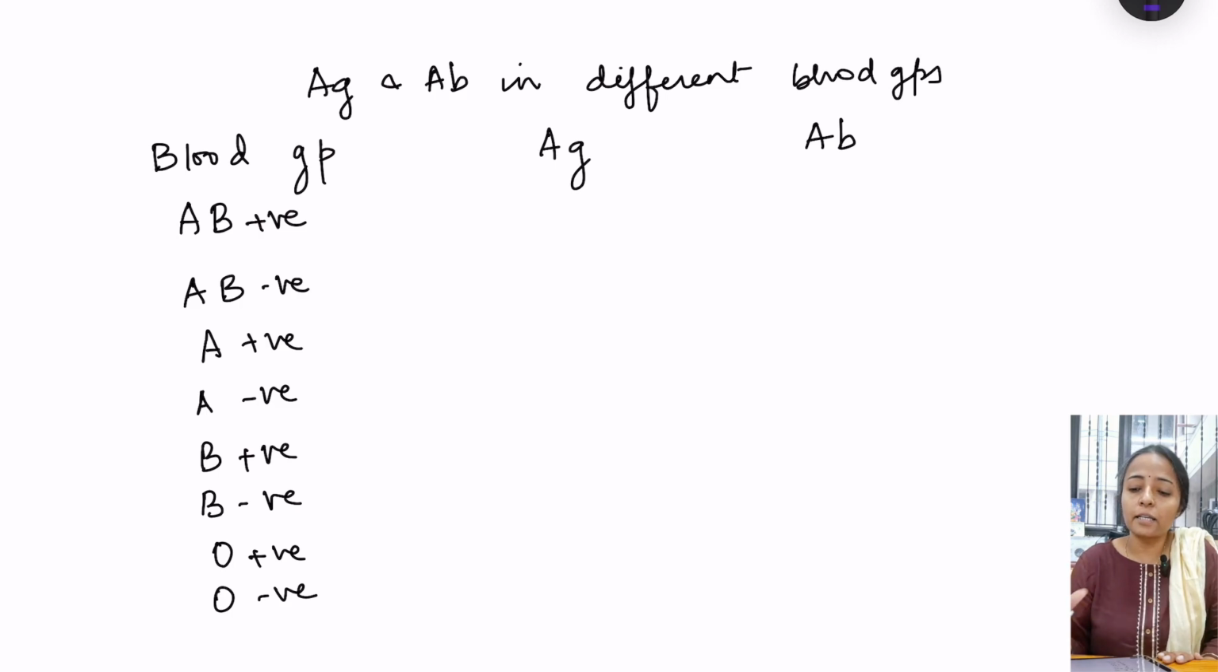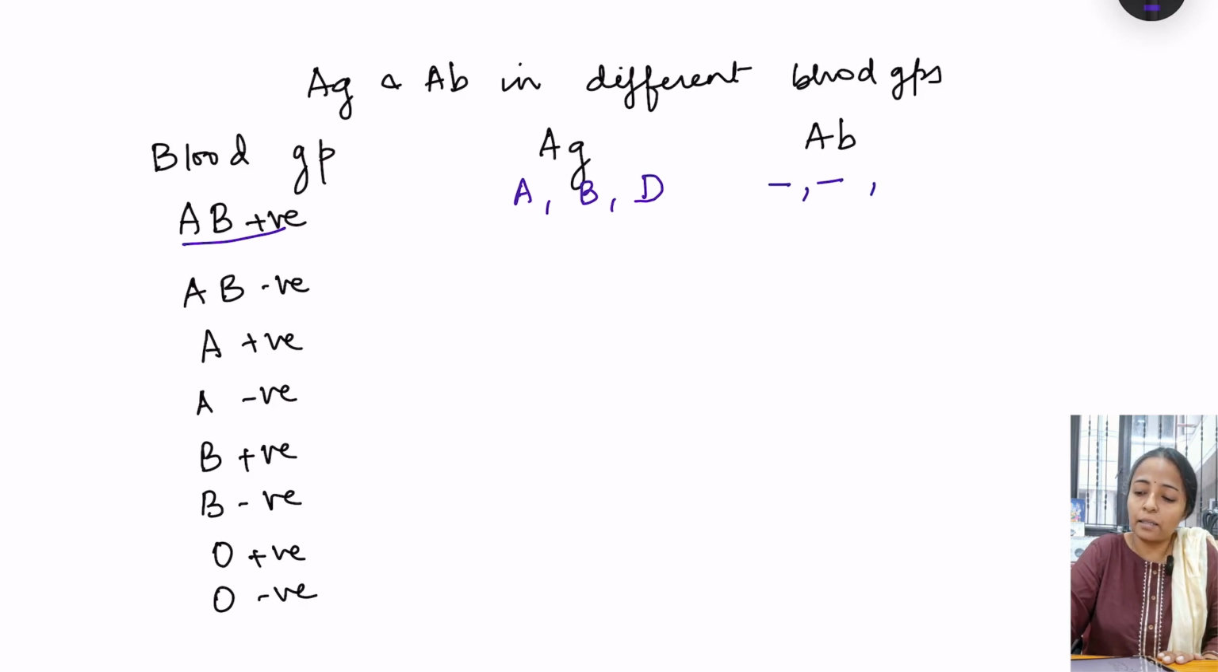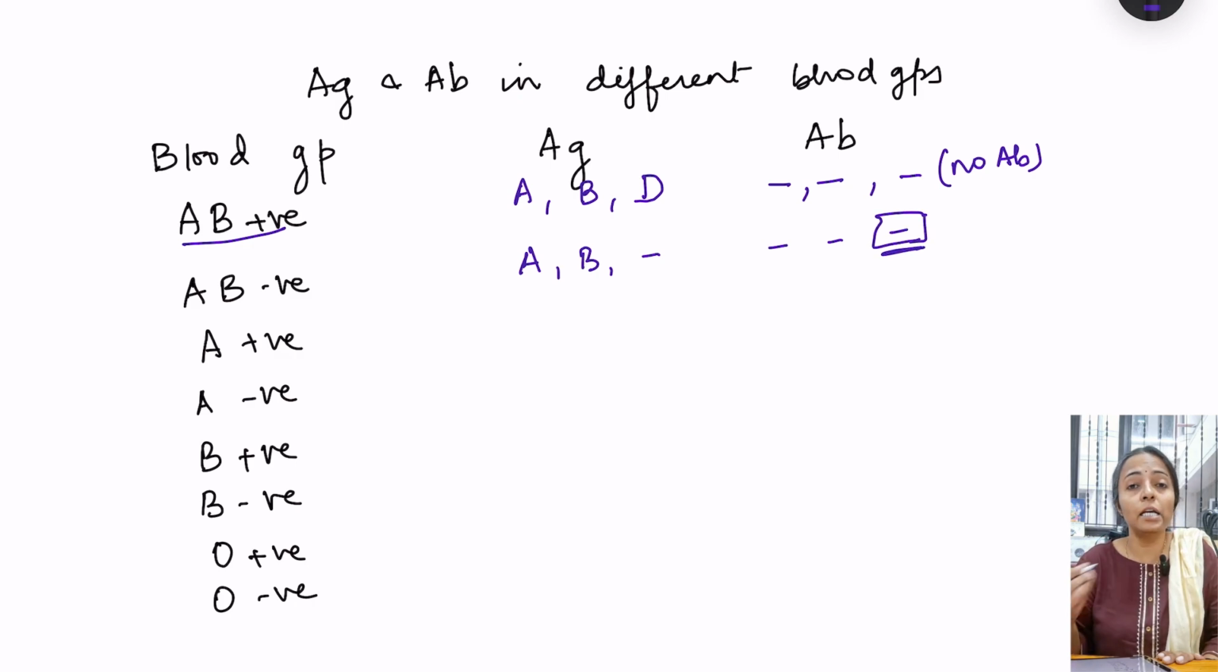So what are the different antigens and antibodies which are present in different blood groups? Suppose the blood group is AB positive, then the antigens will be A, right? B, and for positive, that is the Rh antigen, the antigen will be D, right? What will be the antibodies? No A antibody, antibody B also absent, and antibody D also absent, so no antibodies. Fine. AB negative: A, B, and no D antigen. What will be the antibodies? There will not be any antibodies again, because for D antigen again there will be no antibody, because Rh is an exception to the second component of Landsteiner's law.